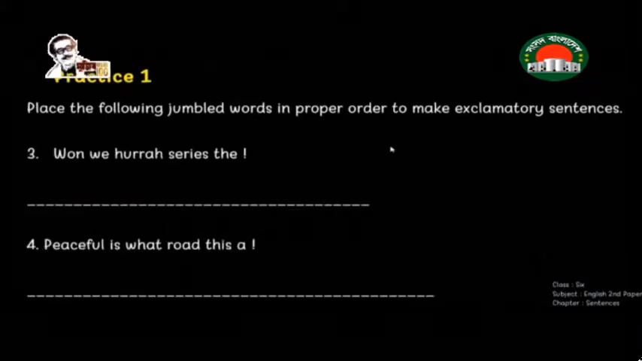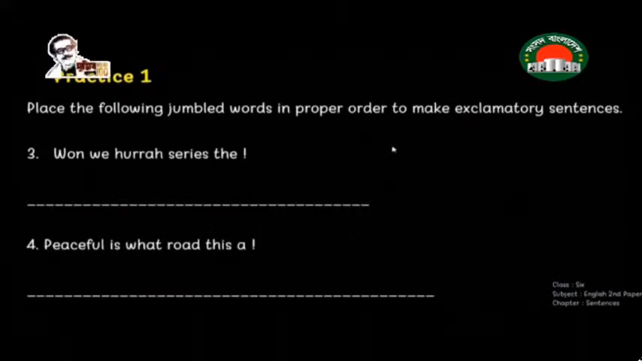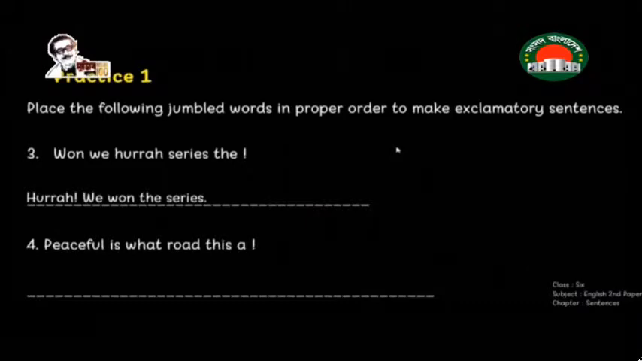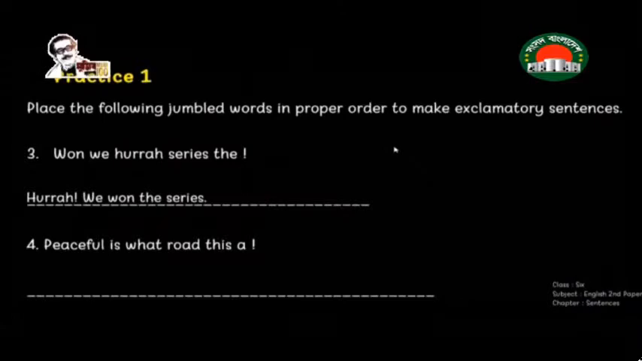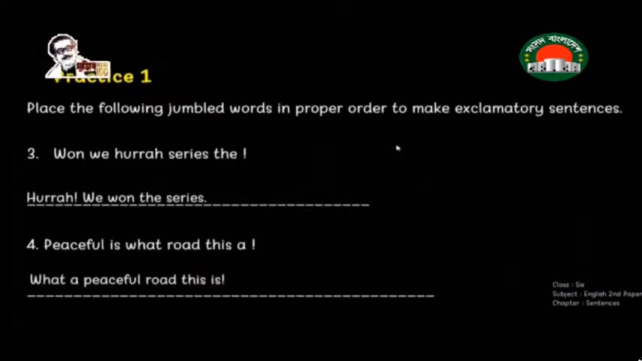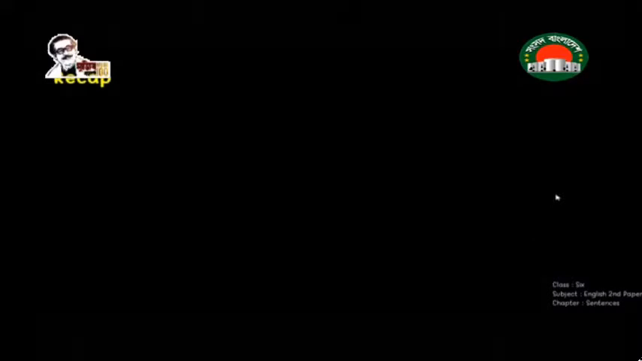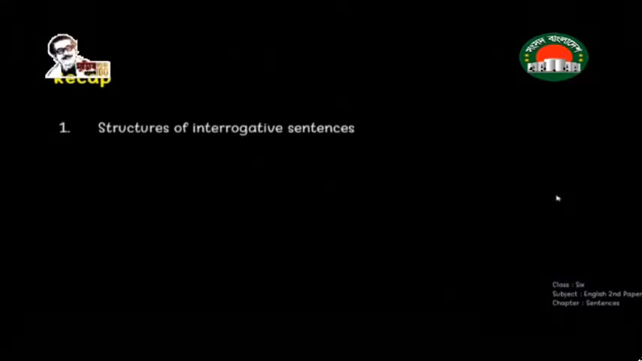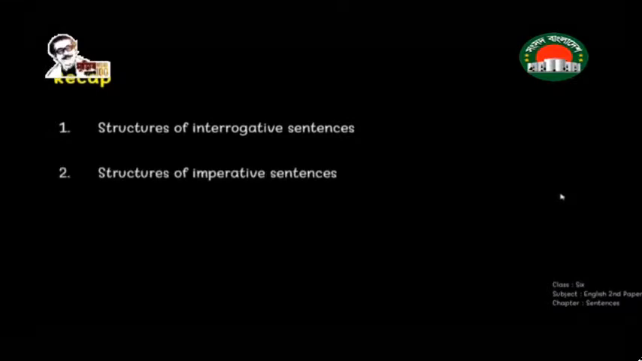Number 3, own, we, hooray, series, the. So the proper order will be, hooray! We own the series. Exactly. Number 4, peaceful is what road these are. So the proper order will be, what a peaceful road this is! Now let's recap. So far we have discussed structures of interrogative sentences, structures of imperative sentences, and structures of exclamatory sentences.